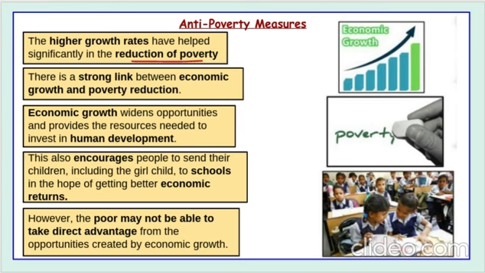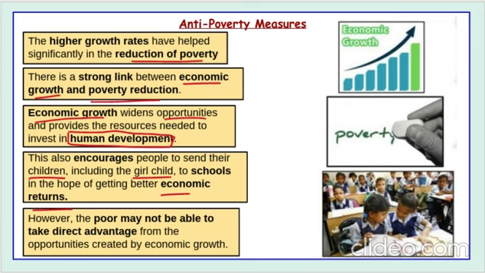And there is a very good and strong link between economic growth and poverty reduction. If economic growth goes up, poverty will go down. Similarly, economic growth widens opportunities and provides the resources needed to invest in human development. The resources required for human development will be available, along with job opportunities, only when there is good economic growth. Also, it encourages people to send their children, including girl children, to schools, colleges, and educational institutions so that they get a better income return. For the hope of getting better income returns, people will get motivated to send their children to schools as well.